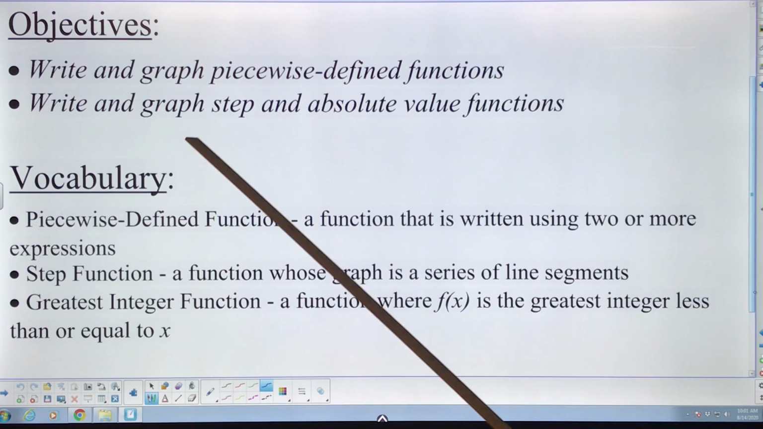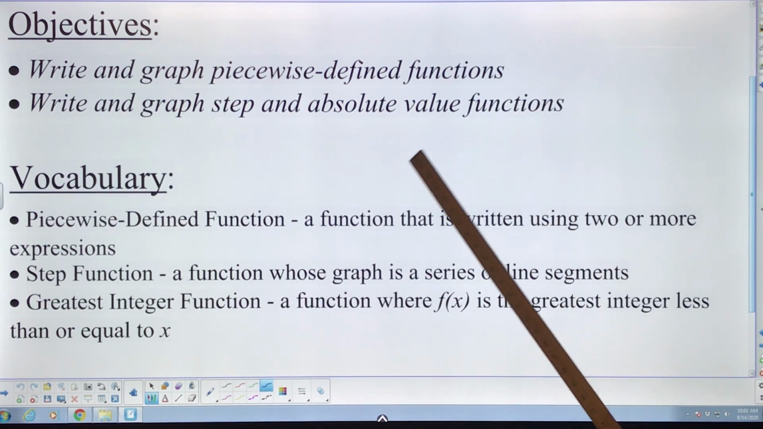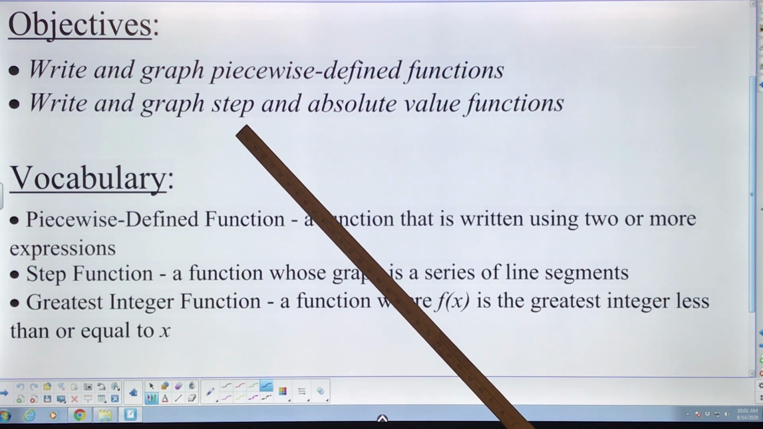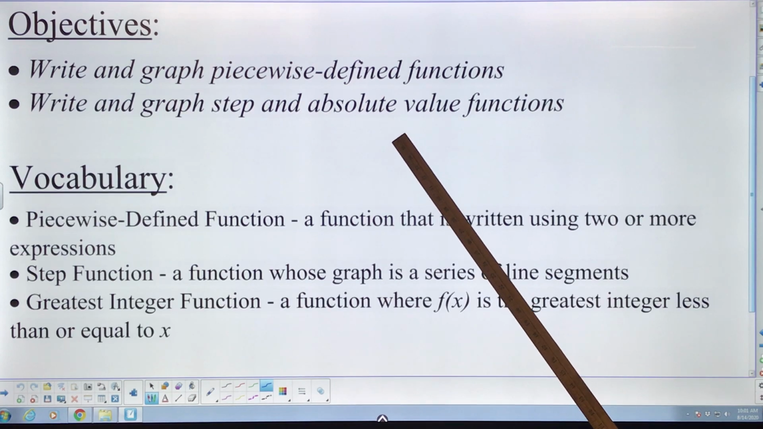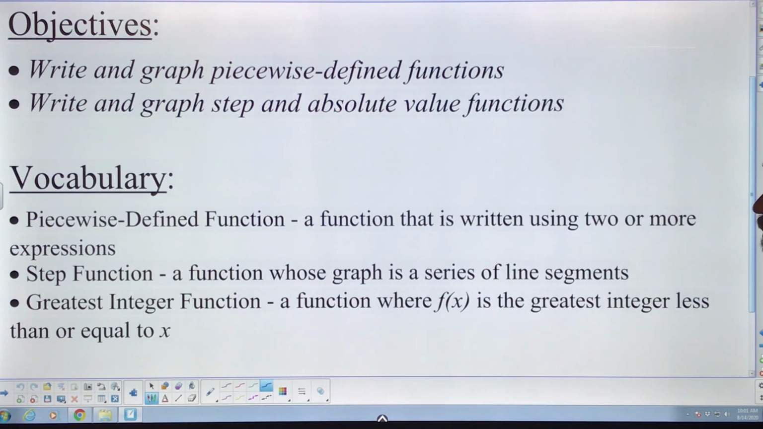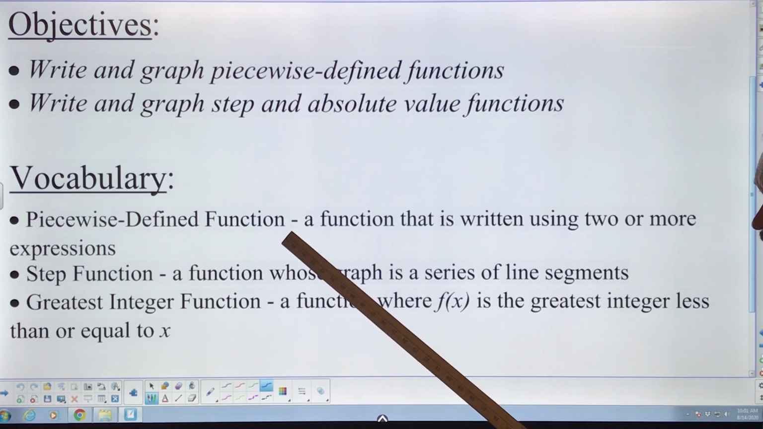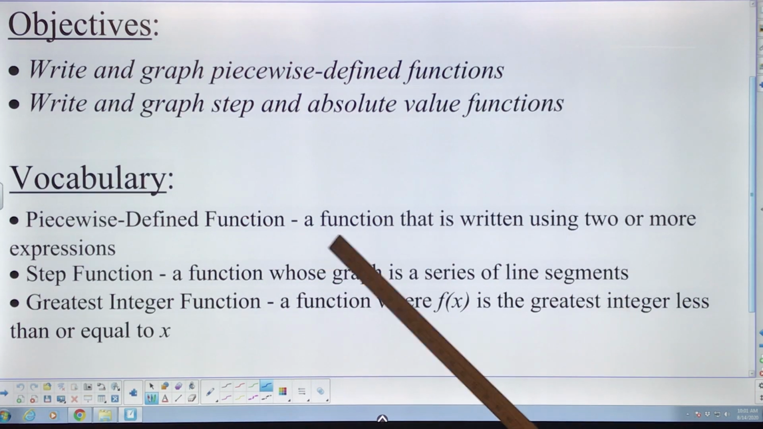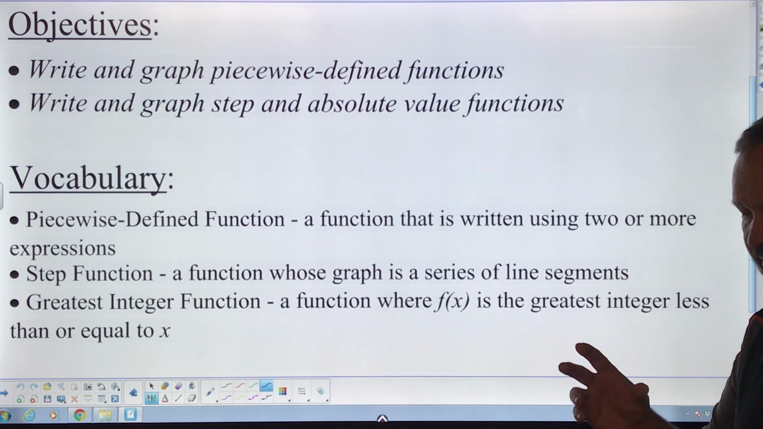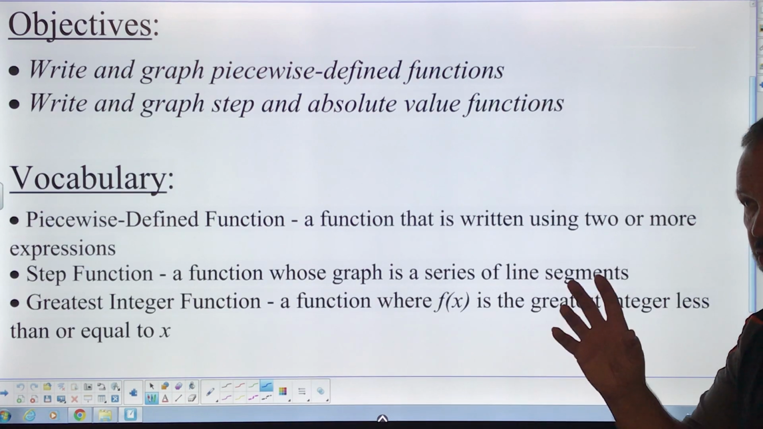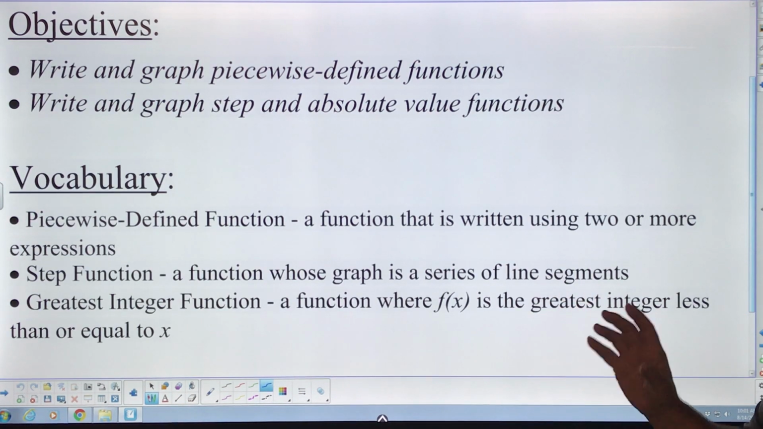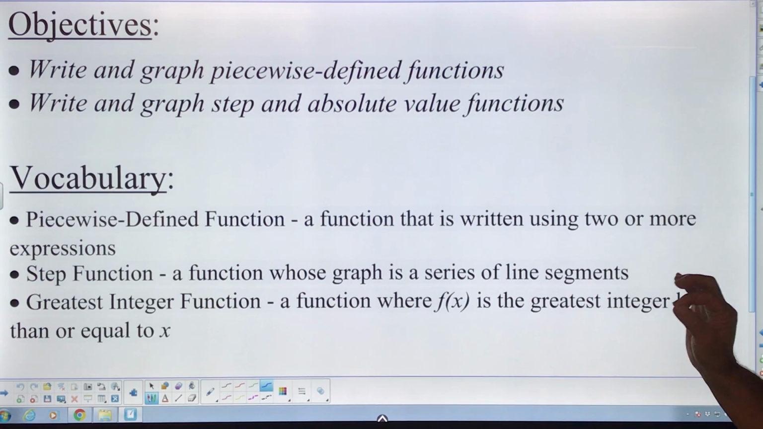So we're going to write and graph piecewise defined functions, and we're also going to look at step graphs and absolute value functions. A piecewise function is a function that is written using two or more expressions. That's why it's in pieces, because you're doing two, usually three different pieces, different expressions.